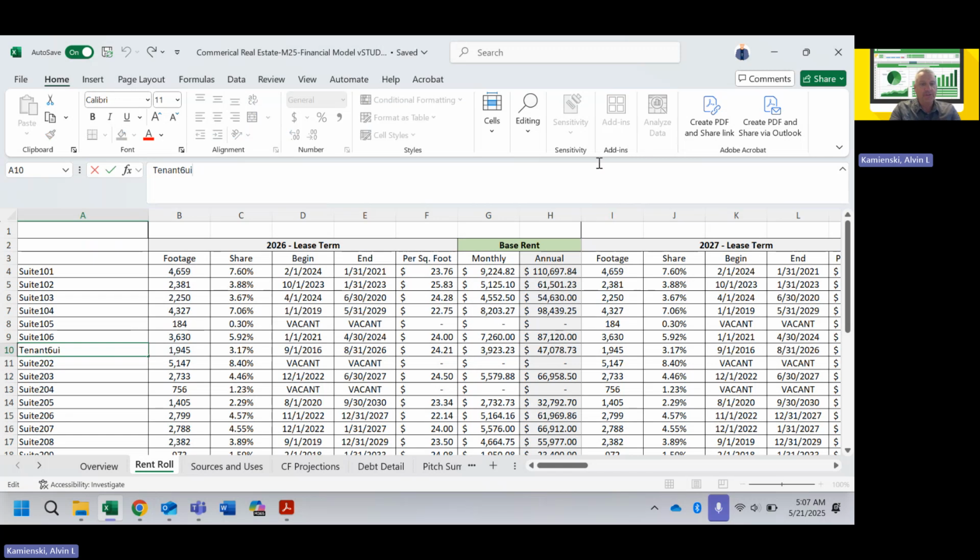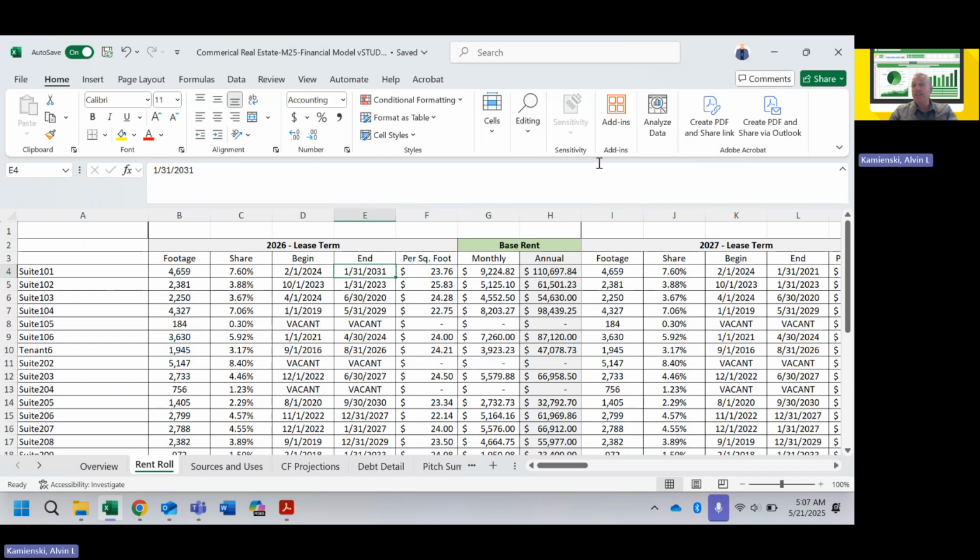And, oops, that should be suite 107. We should have changed that. I'll fix it later. So this would represent all of the different individual rentable places within a building, like Suite 101 has almost 4,700 square feet. Roughly 8% of the building is allocated to the tenant who occupies it. They started renting it. Oops, I didn't fix these ones either. That should be 2031. They started occupying it in 2024, and their lease expires in 2031.